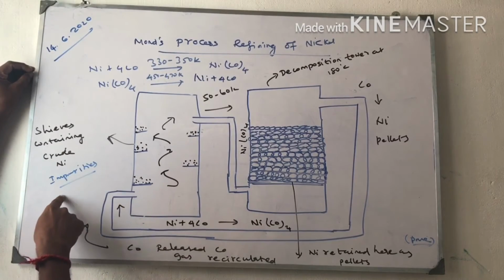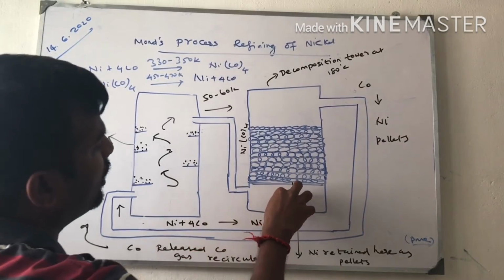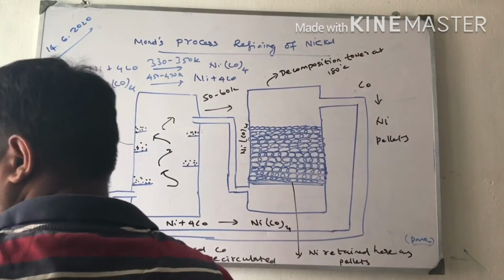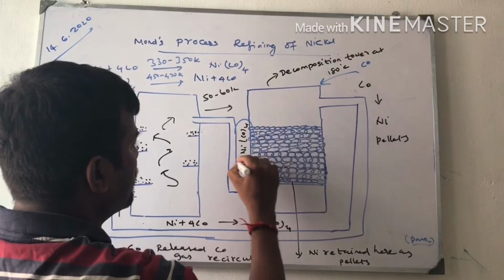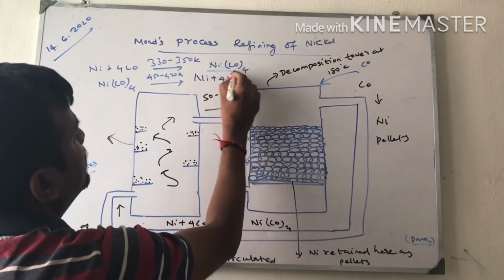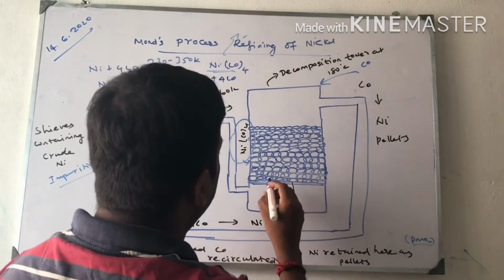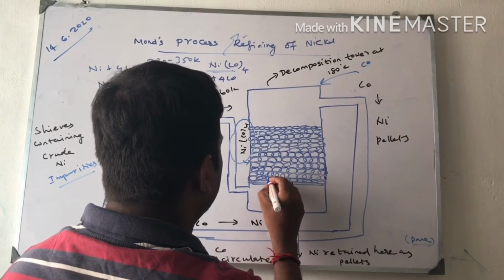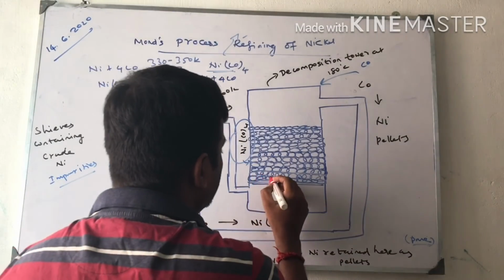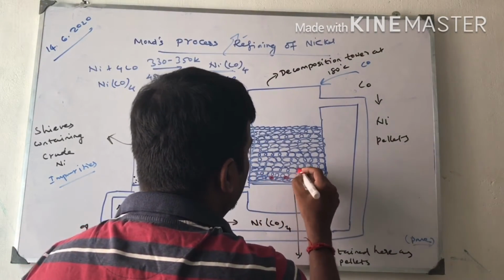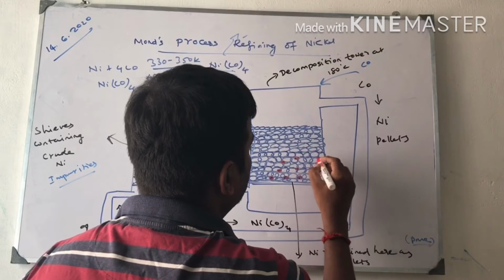See, it contains crude nickel, containing impurities. This nickel is passed through this container and reaches this area, the decomposition tower containing carbon monoxide. In this area it will convert to nickel tetracarbonyl complex, the intermediate. On further heating of the nickel tetracarbonyl, nickel is stored here as nickel pellets. This is where nickel pellets are formed.